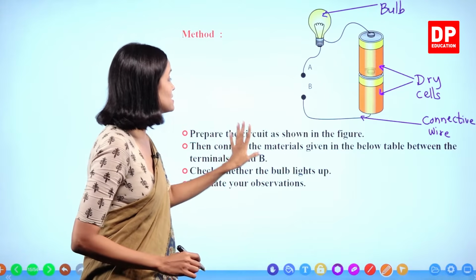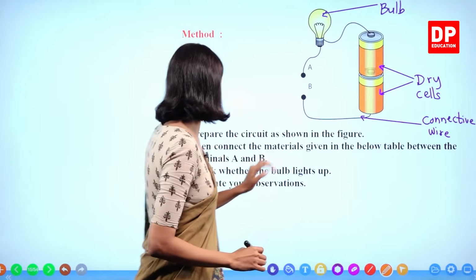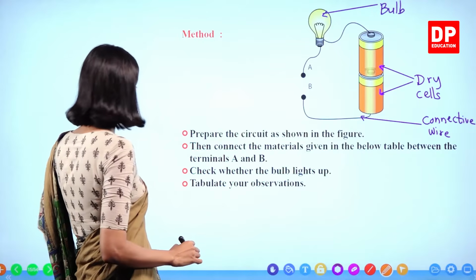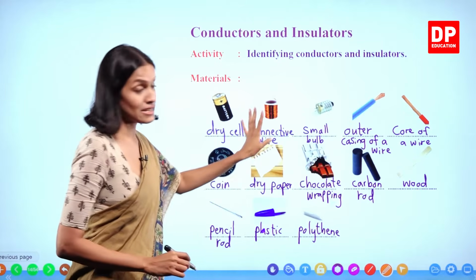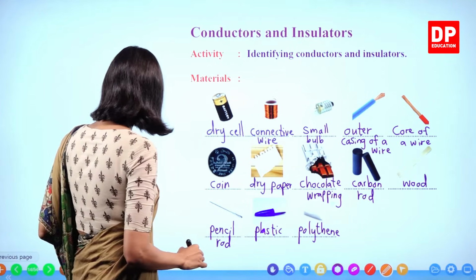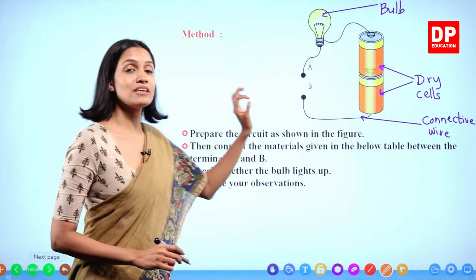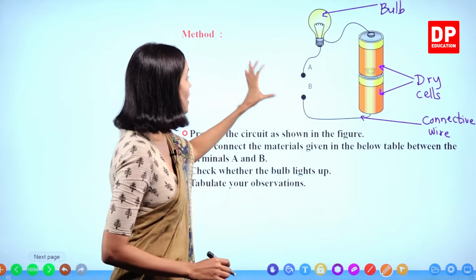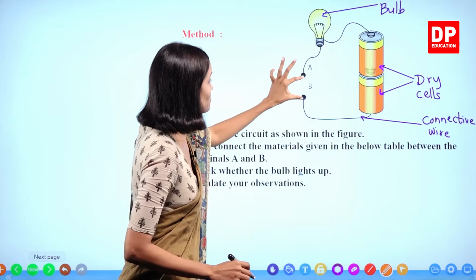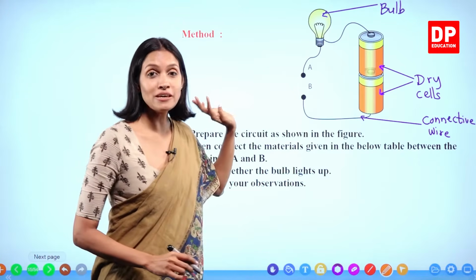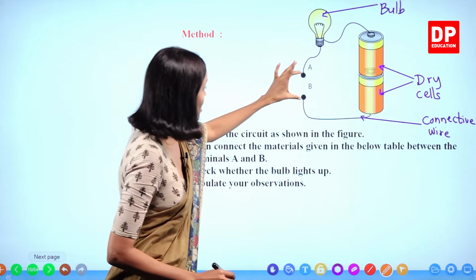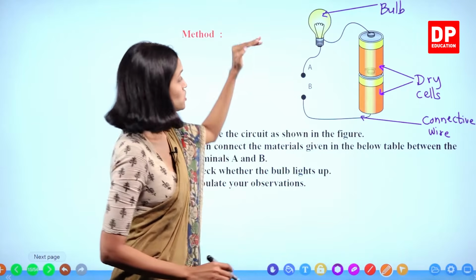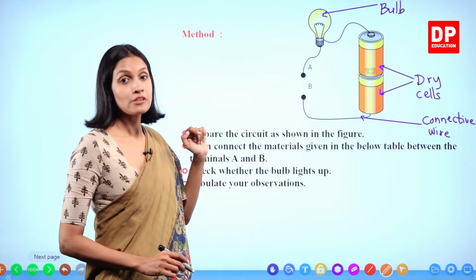Then connect the materials given in the below table. Now we already discussed this lot of materials here. What you have to do is, you have to take each of those materials and place them in between this A and B edges, right? So you have to place them in this gap as you connect A and B, right?